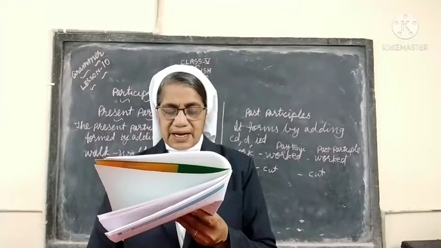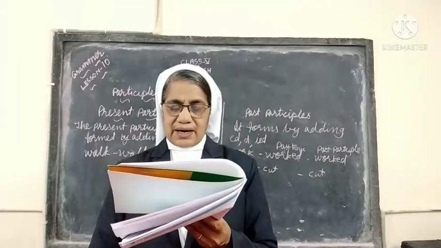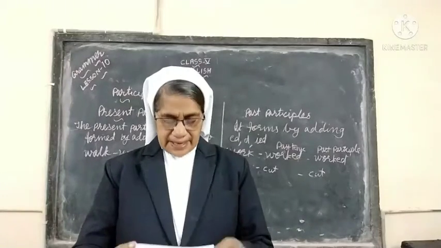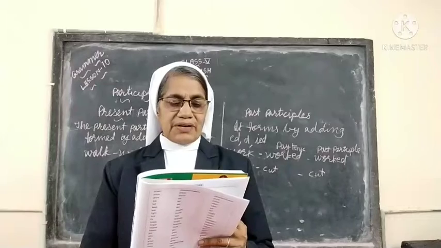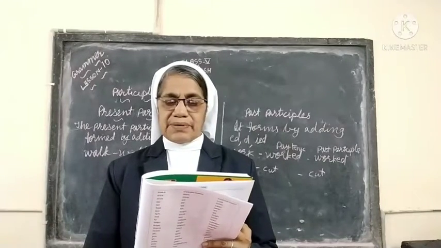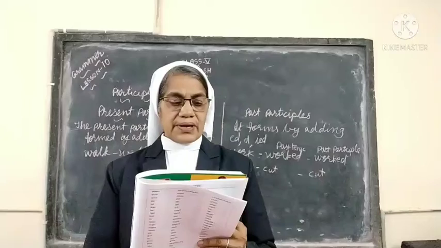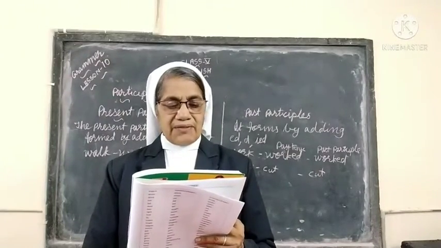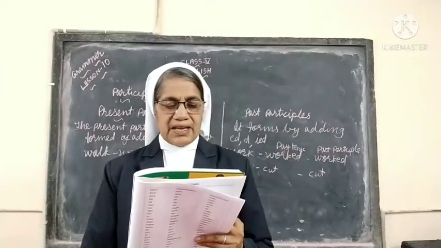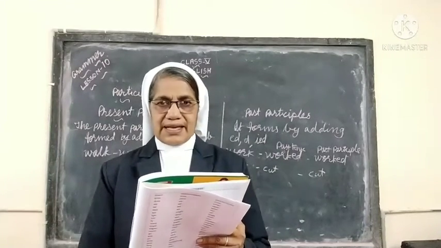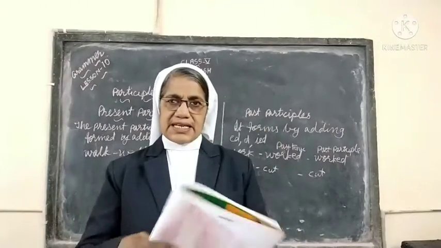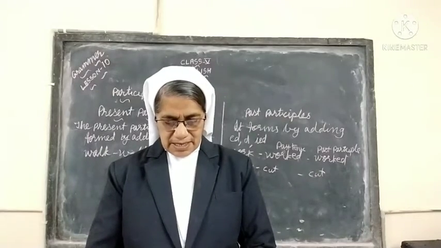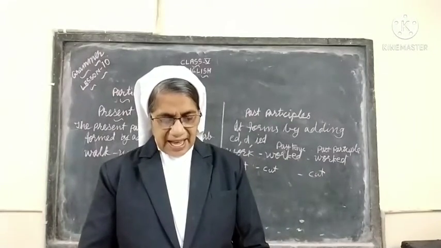The school is in a crowded locality. Crowded is past participle and locality is noun. See, page number 36. Some of the common verbs which form their past tense and past participle forms in an irregular manner are given below. Arise, arose, arisen. Awake, awoke, awoken. Be, was, were, been. Like that. Page number 36, 37, 38, 39, and page number 40.